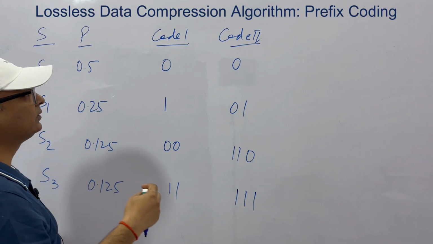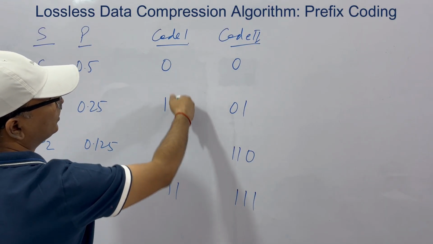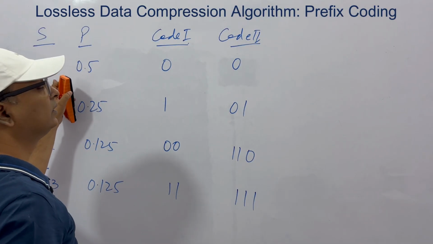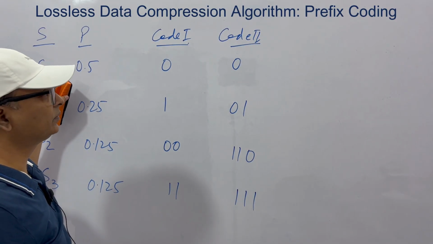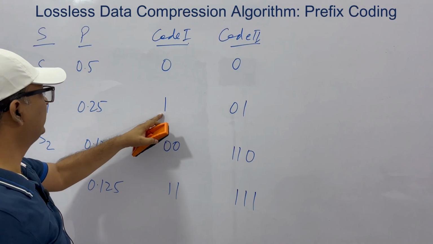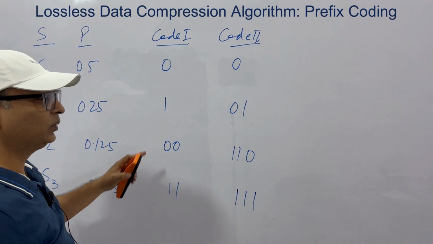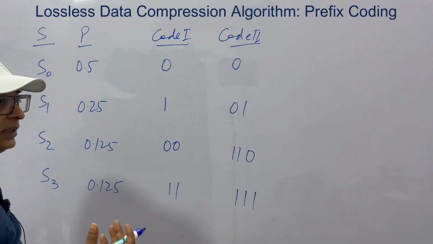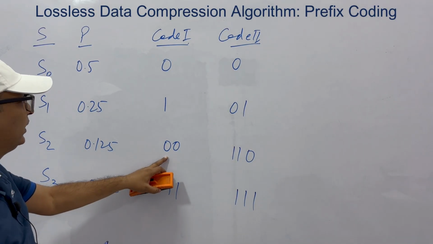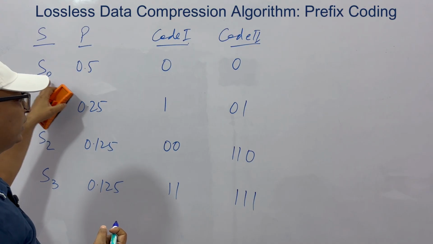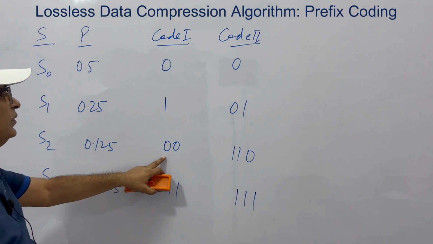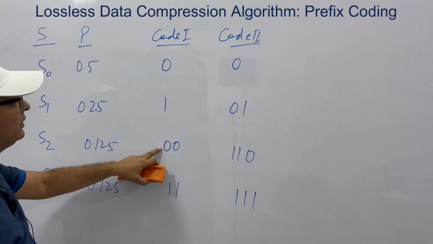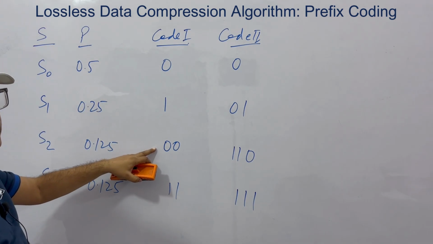What happens at the receiver if we are using code number 1? When we get 0, we know this is S0. When we get 1, we know S1. But what if we get 00? The algorithm at the receiver, the moment it gets 0, will go to S0. It won't go to S2, because the algorithm is not able to recognize whether this 0 is for this one or for that one.